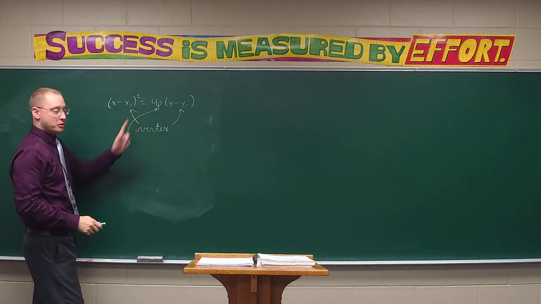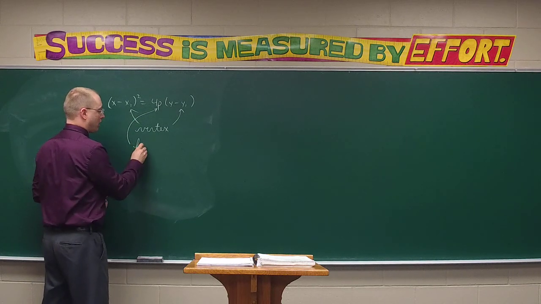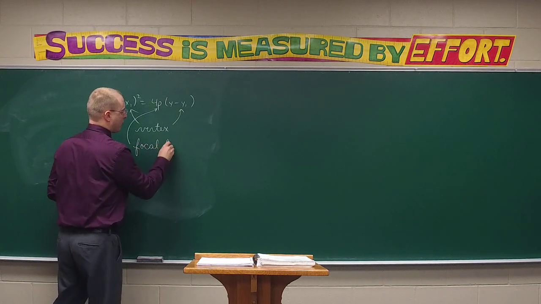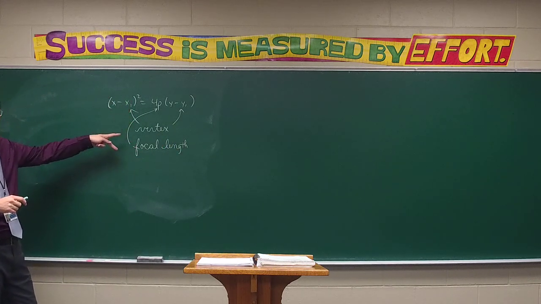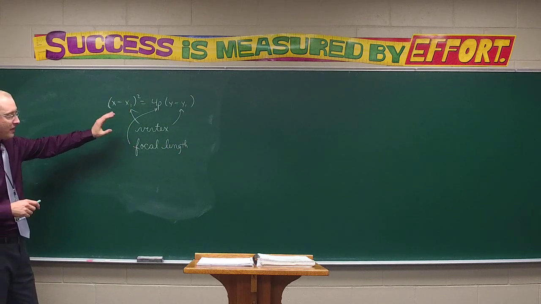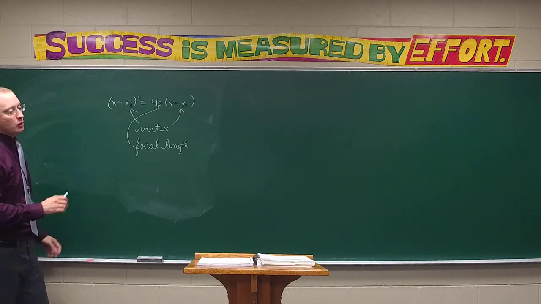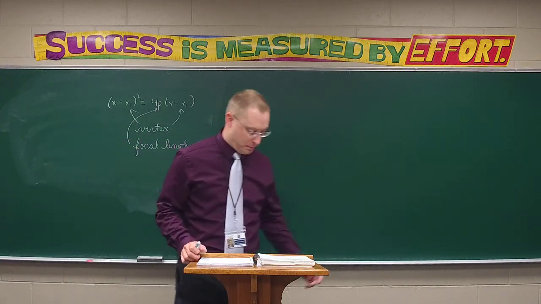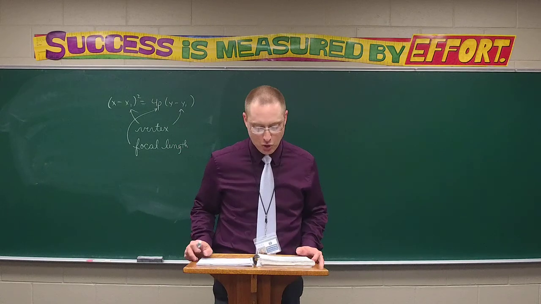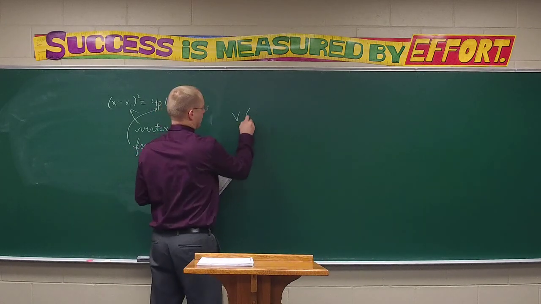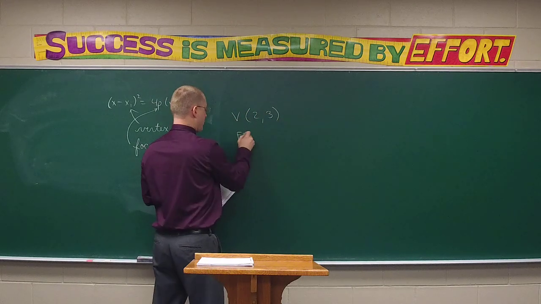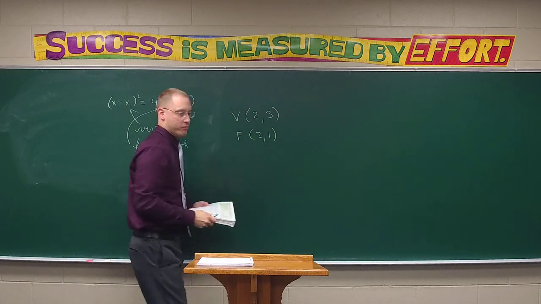And then the p-value as well, which is our focal length. If I know these two things, I know the equation of my parabola. That's what I've got to find. So look at the example problem here on page 236. It says, find the equation of the parabola with the vertex (2, 3), and the focus (2, 1).